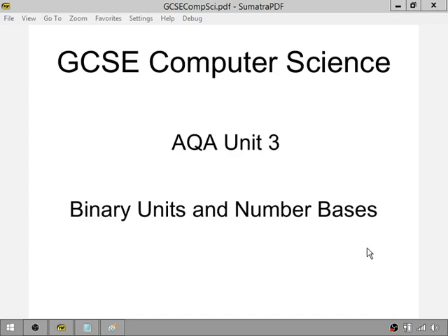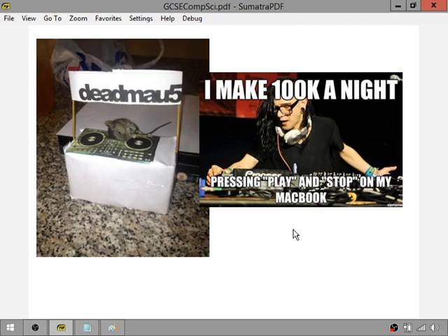Hello again students and welcome to another GCSE Computer Science theory lesson. This video is going to be on Unit 3, binary units and number bases. And we're talking about number bases, not this type of base.